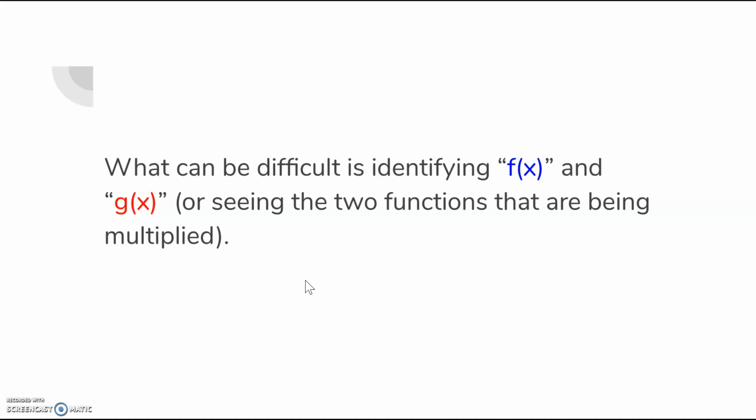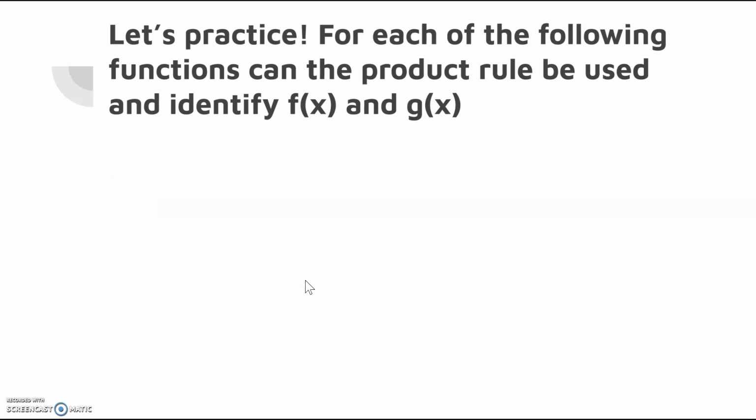Now, while it looks like a pretty easy formula to follow, what can be difficult is identifying f of x and g of x, or seeing the two functions that are being multiplied. So let's try some practice. For each of the following functions, let's see if the product rule can be used and see if we can identify f of x and g of x, or the two smaller functions inside.